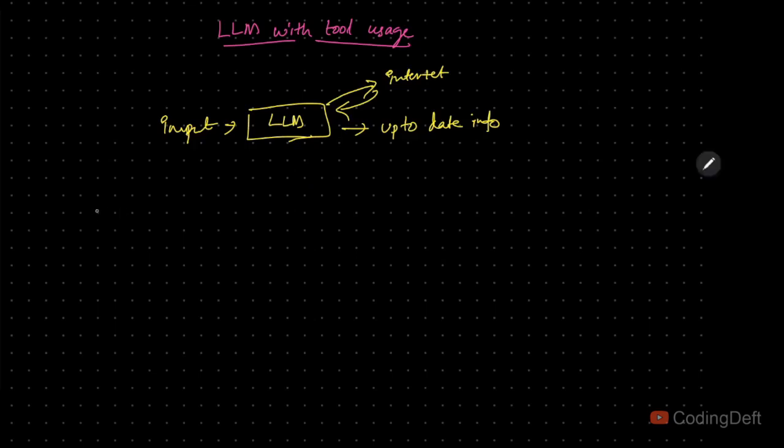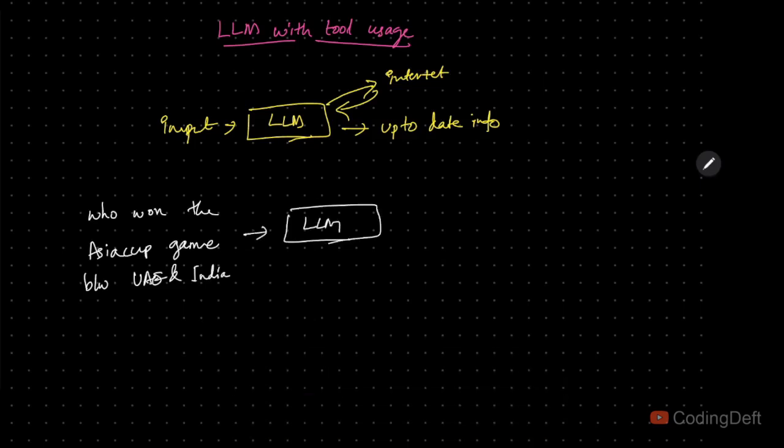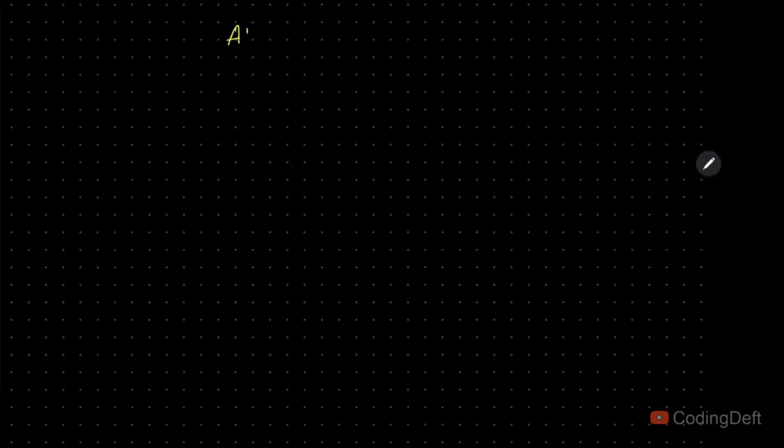An example of this would be, let me ask who won the Asia Cup game between UAE and India. Of course, the LLM will not have information about that. It will make use of, let us say, Bing search or DuckDuckGo or SERP API or any other internet search API for that matter, and it will get the information from that. It will, of course, format the output, and it will output India won the game between UAE and India, and this was the score.